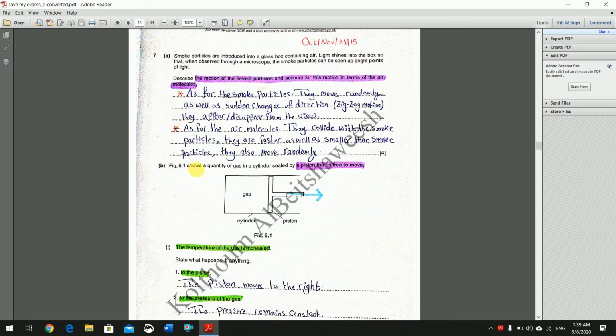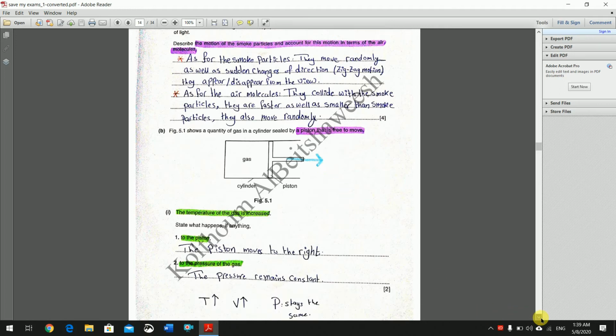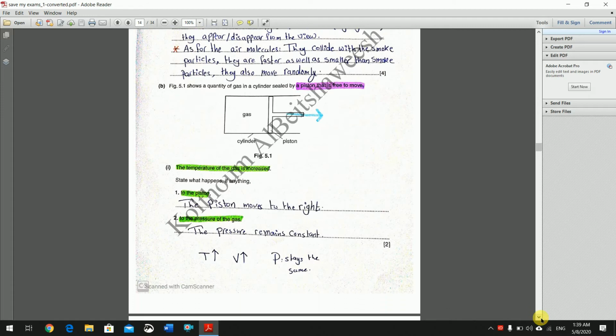Now, figure 5.1 shows a quantity of gas in a cylinder sealed by a piston that is free to move. So this piston is not fixed, you can move it. The temperature of the gas is increased. What will happen, if anything, to the piston? Now, since we increased the temperature, more collisions will happen. So they will push the piston to the right. It will move to the right. Now, what will happen to the pressure of the gas? It will remain constant. So here, since we increased the temperature, the volume increased, and the pressure will stay the same.